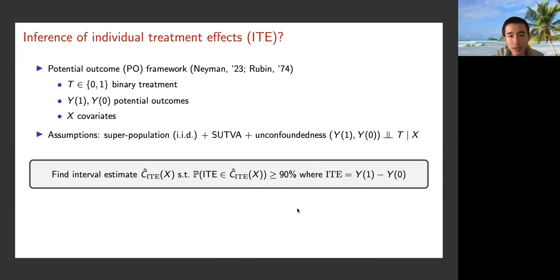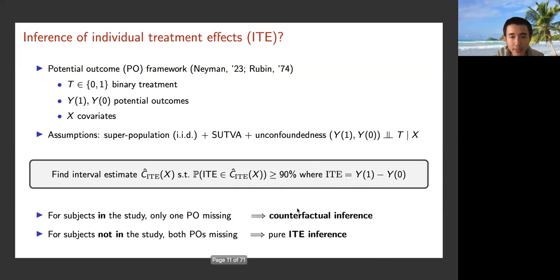Given this goal, we can at least have two tasks. First, if we want to achieve this goal for subjects in the study, then only one of her potential outcomes is missing. In this case, we will show that this reduces to counterfactual inference, meaning that we only need to make inference on the missing counterfactual. But of course, if the subject is not in the study, both of her potential outcomes are missing, and then this reduces to pure ITE inference. In this talk, I will focus on the first one.